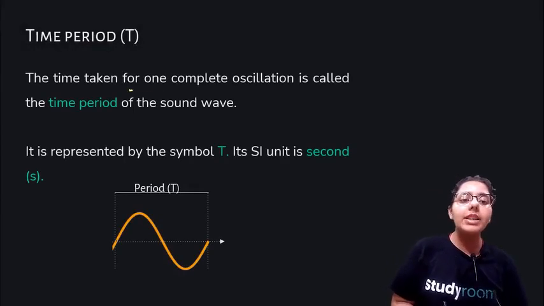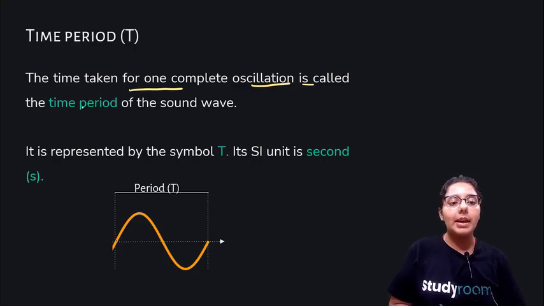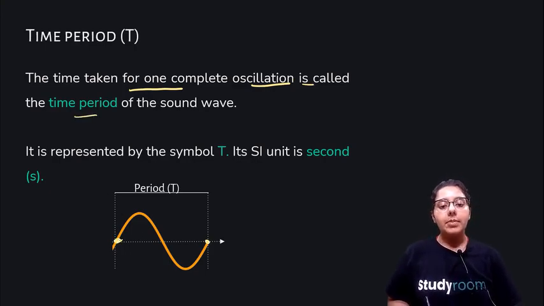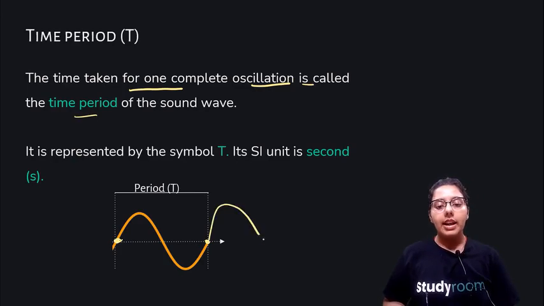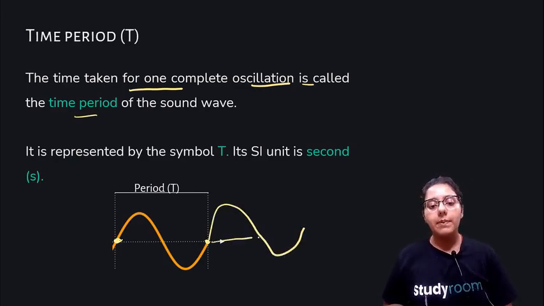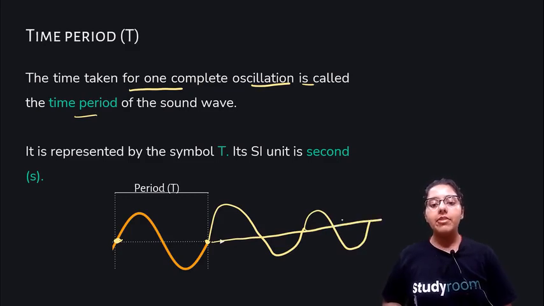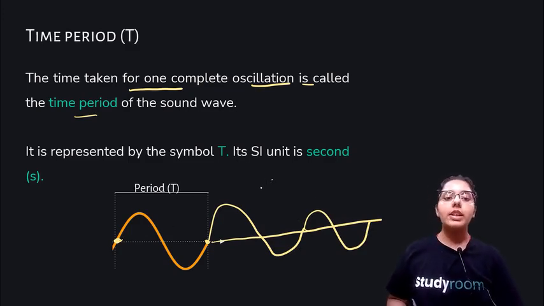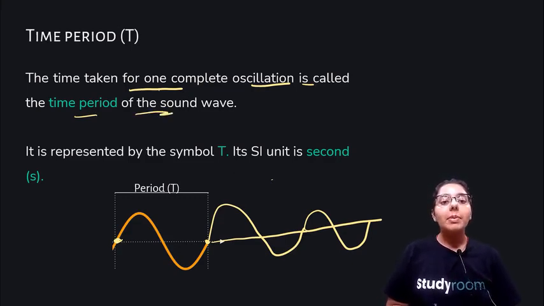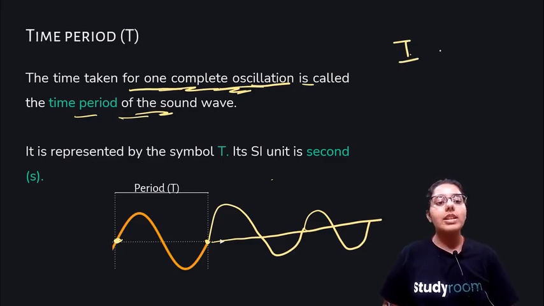What is time period? The time taken for one complete oscillation is called a time period, right? We started from here and we came here. So this is your one complete oscillation. Then again this is 2 complete oscillations, okay? And this will continue. For example, if I ask for this wave, what is the frequency? Since this whole pattern is repeated 3 times, the frequency is equal to 3. So did you get the time period? The time taken for one complete oscillation is called time period. It is denoted by T. And the SI unit of time is seconds.